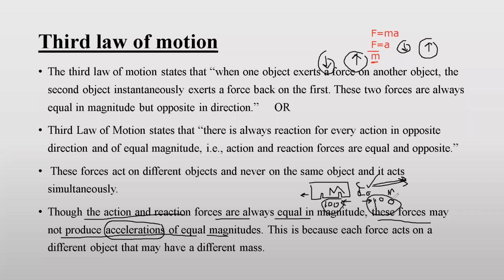So this is what is explained here: though the forces are equal in magnitude, these forces may not produce accelerations of equal magnitudes. This is because each force acts on different objects that may have different masses. The acceleration depends on two things, force and mass. So here the forces are equal, but if the mass is different, then of course the acceleration is going to be different.